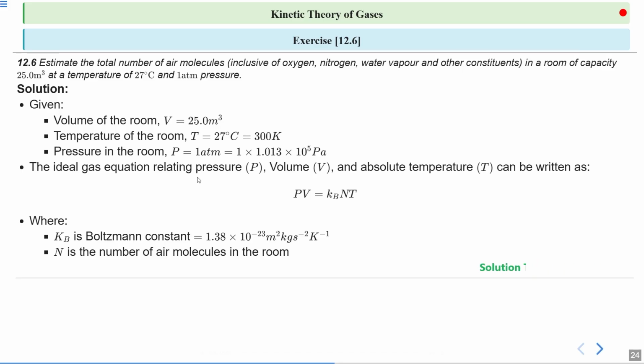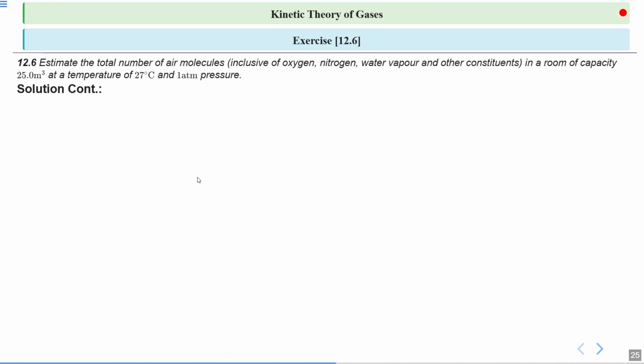Alright. The total number of air molecules in the room is N equal to PV divided by KBT, to find the number of molecules. Here P is the pressure, V is the volume, KB is the Boltzmann constant and T is the temperature in Kelvin.